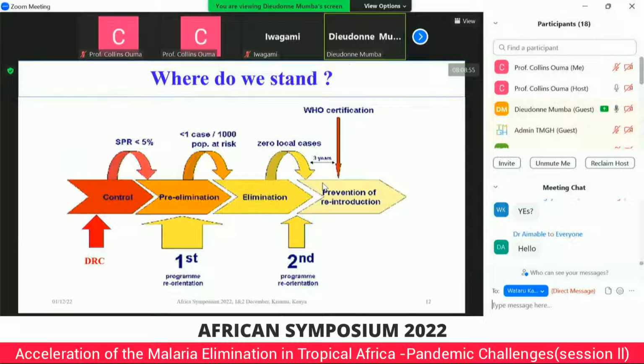And where are we in DRC? We hope that we describe the above. We can say that we haven't yet achieved elimination. We are still fighting to control malaria. And with what we see with this survey, we can say that the road is still very long.